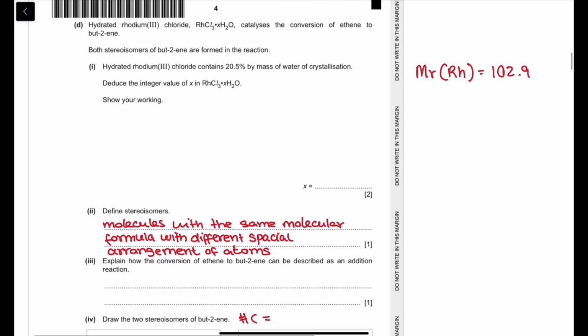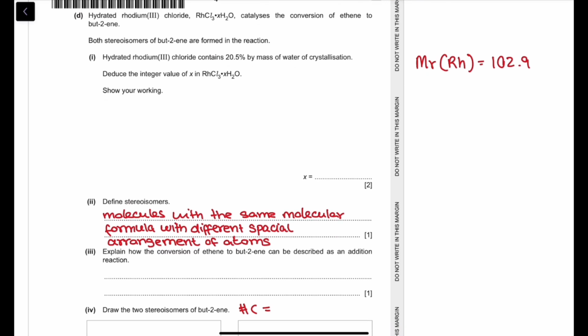Question D. Hydrated rhodium chloride with the following formula catalyzes the conversion of ethene to butene. Both stereoisomers are formed in the reaction. The hydrated rhodium chloride contains 20.5% by mass of water of crystallization. Deduce the integer value of X.